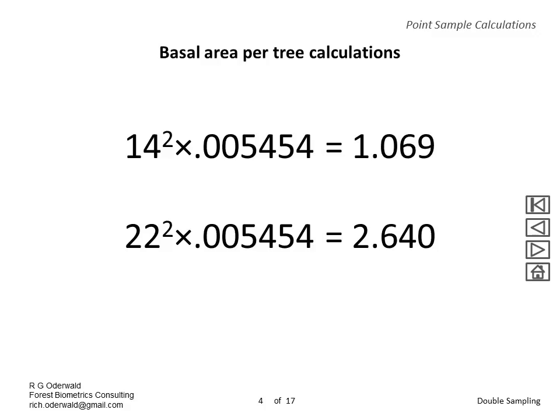Basal area for the first 2 trees is 14 squared times 0.005454, which equals 1.069 square feet. The third tree is also 14 inches dBH, so it has the same basal area. The fourth tree has basal area 22 squared times 0.005454, which is 2.640 square feet. The 3 14-inch trees have the same basal area. What separates them in the volume calculation is the height.